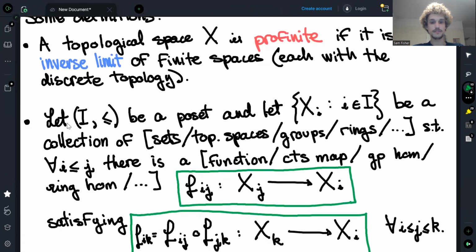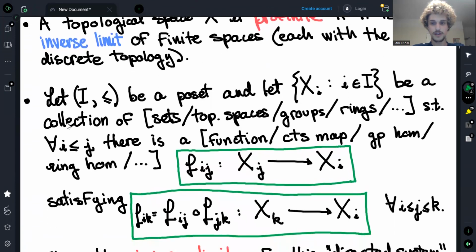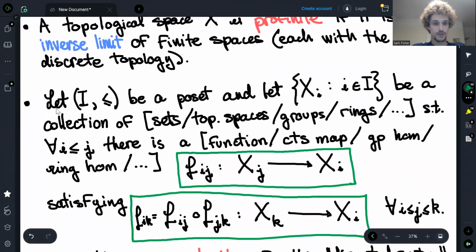Okay, so that brings us to our next definition, which is a bit technical. First, you have to start with a poset I, or a partially ordered set I, where less than or equals here denotes the order relation on I. And then a collection of objects, Xi. The objects really are quite general. They can be sets, topological spaces, groups, rings, but most of the natural objects that you come across, you can make this definition for.